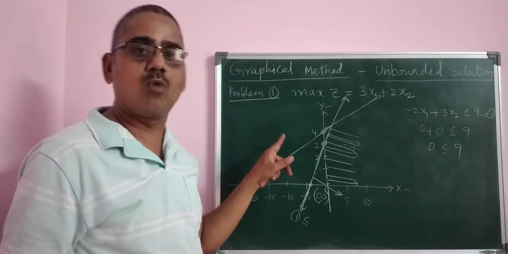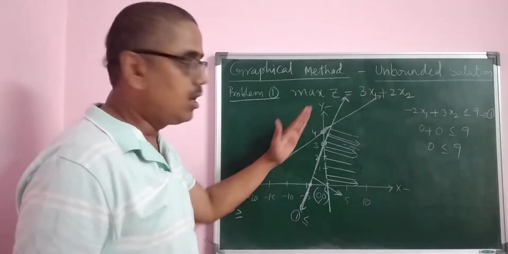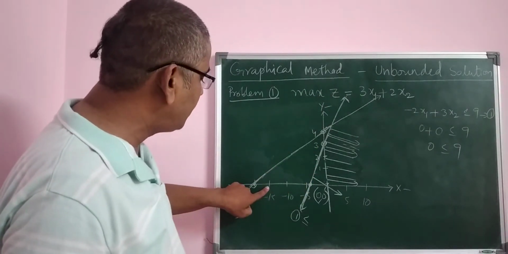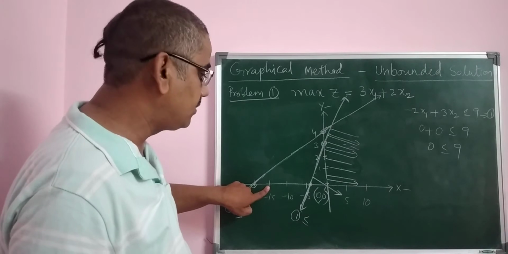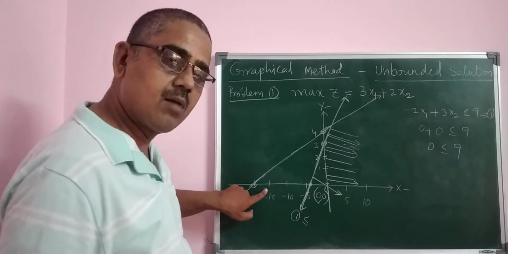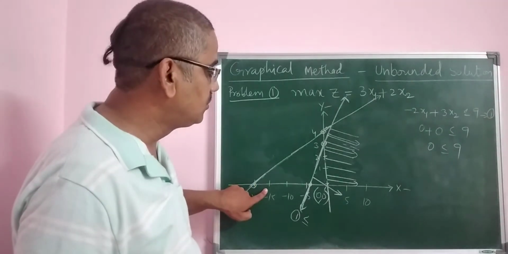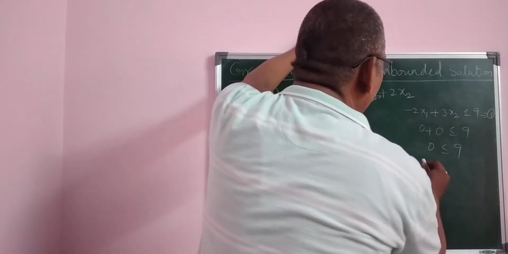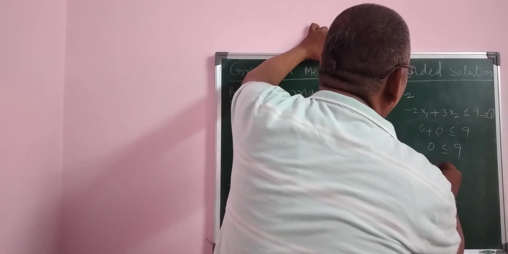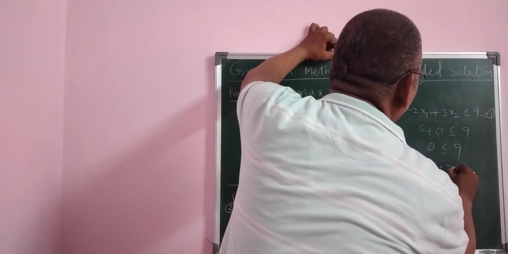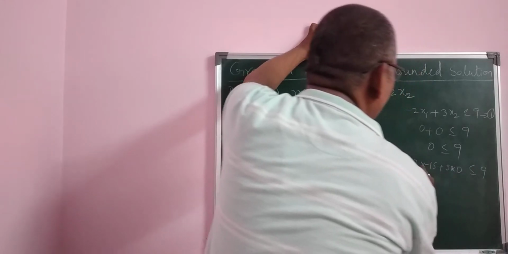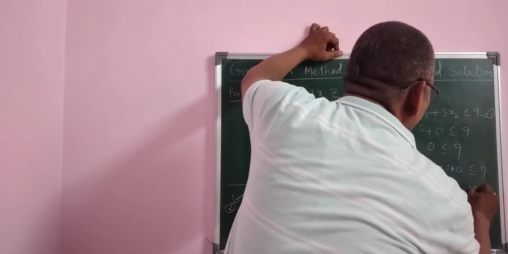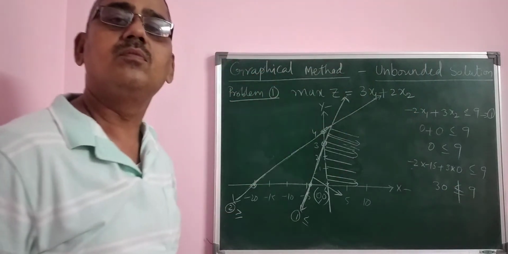I satisfy one more point here, towards this particular direction in this region. You see here, this is minus 15 comma 0, on the x-axis. This is minus 15 comma 0. So I am substituting: minus 15 minus 2 into minus 15 plus 3 into 0 is less than or equal to 9. Minus 15 into minus 2 is 30. Is 30 less than or equal to 9? No, not less than or equal to.